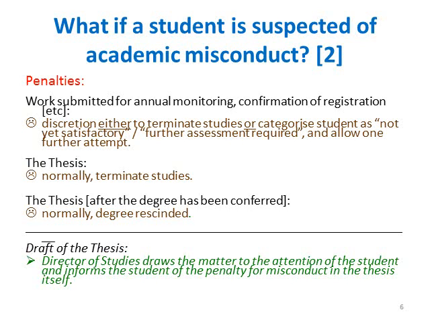However, there is a requirement in the Code of Practice for the Director of Studies to draw the matter to the attention of the student and to inform the student of the penalty for misconduct in the thesis itself. In other words, the Director of Studies would point out that the student appeared to have engaged in misconduct in the draft and would explain that if the thesis also gave an indication of misconduct, then the student would expect to have their studies terminated.